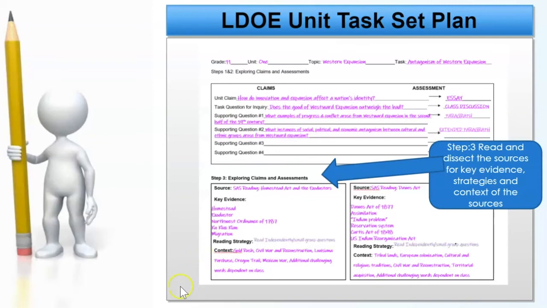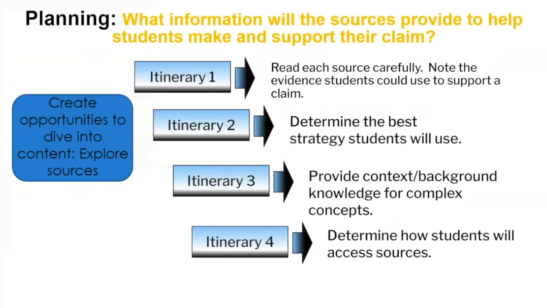Now, context for best understanding the document, you'll see that there are references to the Gold Rush, Civil War, Reconstruction, the Louisiana Purchase, Oregon Trail, Mexican War, and additional challenging information that maybe is dependent upon the learners that are in your class. As we plan, you'll need to ask what information will the sources provide to help students make and support their claim. First, they need to read each source carefully, making note that the evidence the students could use to support a claim.